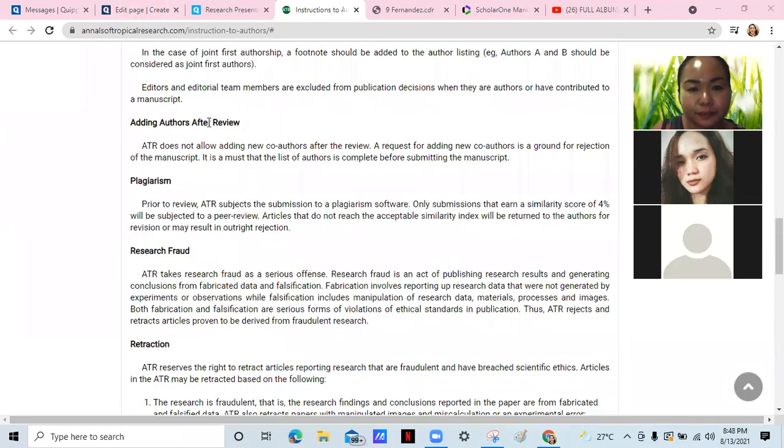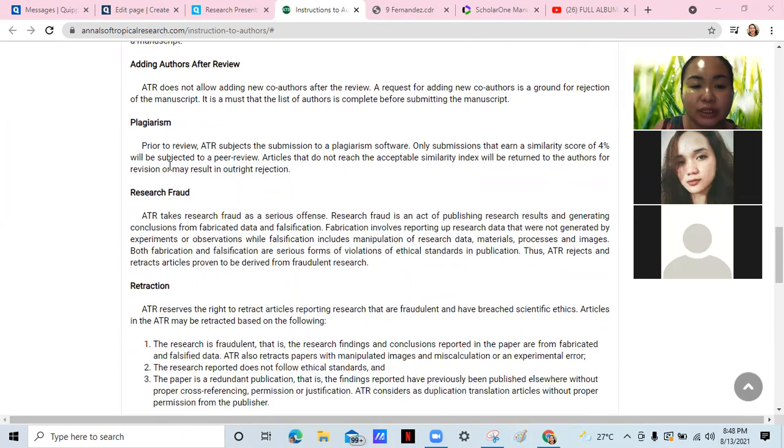And then, but the editors and the editorial team are excluded, of course. So, in case you want to add authors after a review, it's not allowed, and it's grounds for rejection. And another important thing is plagiarism.